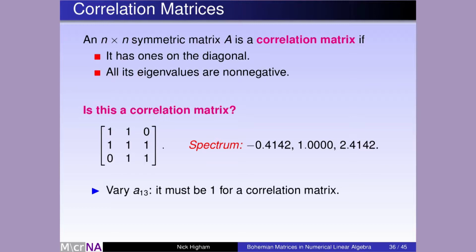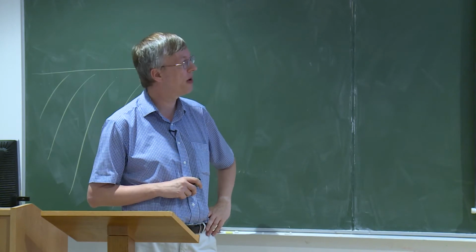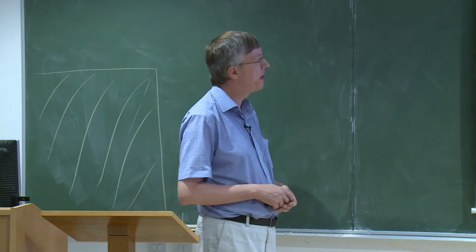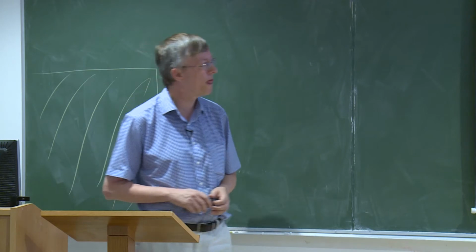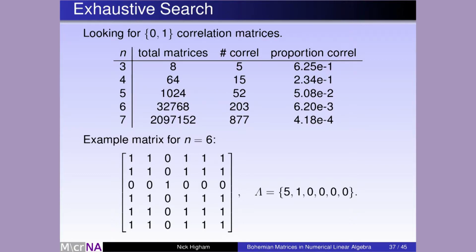So correlation matrices are interesting, first of all, in the sense that it's not easy to tell if a matrix is a correlation matrix. Secondly, there are many applications nowadays, in finance certainly, but also in many other subjects, where in data science you often want to ask, are things correlated? So it's a question that comes up very often. So all kinds of questions to do with correlation matrices are interesting. And here I'm just going to ask, how many are there? How many correlation matrices are there in a particular Bohemian matrix family? So here, if we take the family as a_ij is 0 or 1, this is by enumeration. This is the number of correlation matrices, this is the total number of matrices, and the proportion. So the proportion is going down.